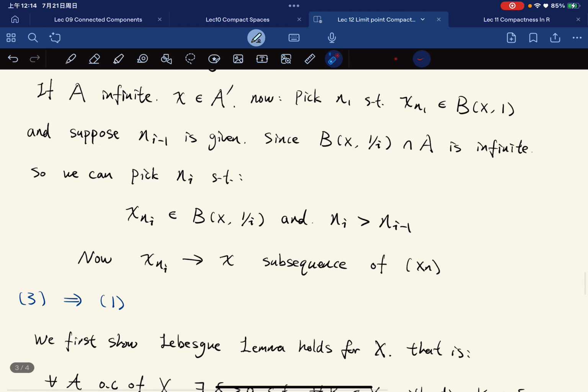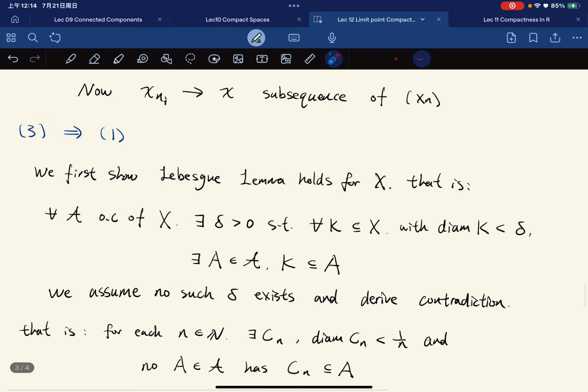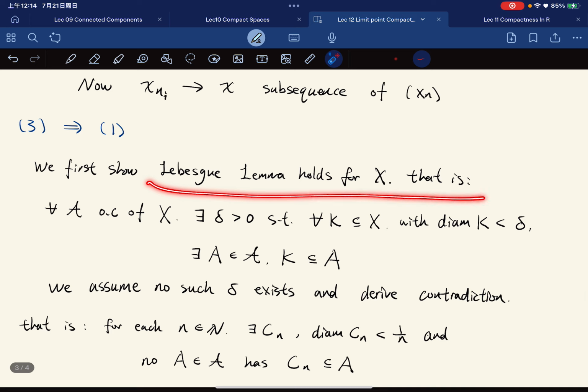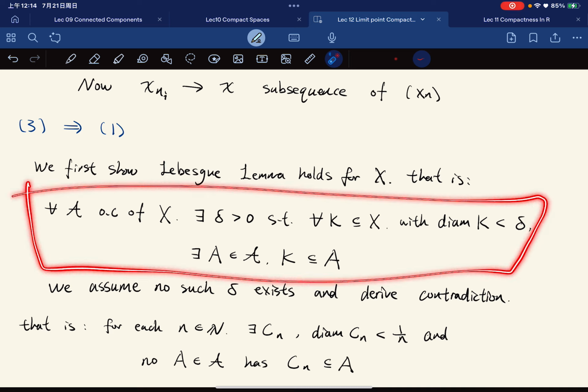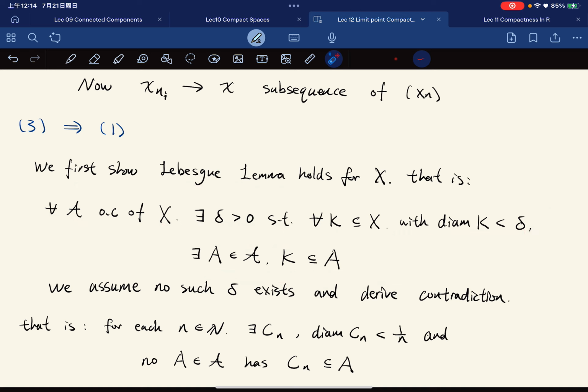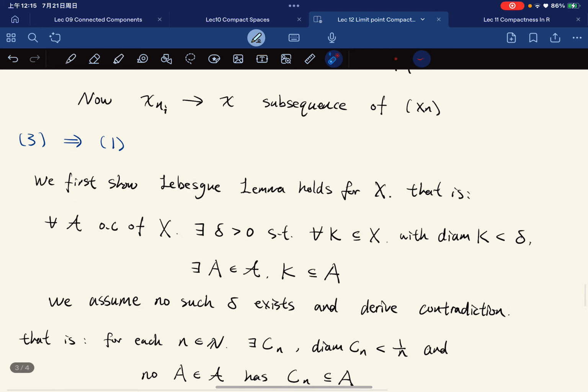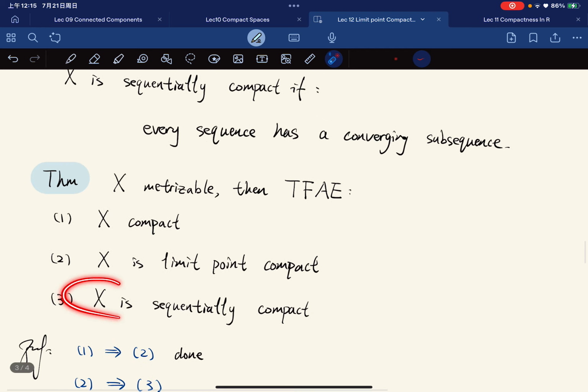Okay, 3 implies 1 is pretty difficult. So in the first step, we show that the Lebesgue lemma holds for x. That is, this statement holds for x: for any open cover, there is a delta such that any set with diameter less than delta is contained in exactly one element of the open cover. So we want to show that this holds for x, given that it is sequentially compact.